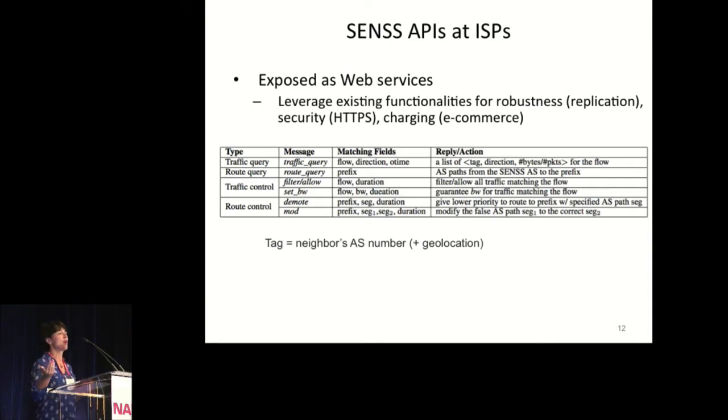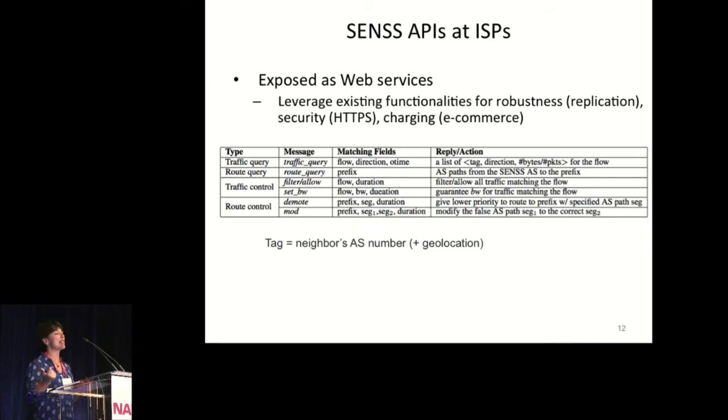We originally proposed that you can also ask for bandwidth guarantees. Listening to the FCC talk, I learned that this is actually not in line with net neutrality, so we'll be looking at how to fix that, but this is just a small part of SENSS, and it's really not critical. We can actually drop that. And then in the route control, you can ask for routes to be demoted if they have a certain segment, or you can correct that segment. You can ask for it to be replaced with a different segment.